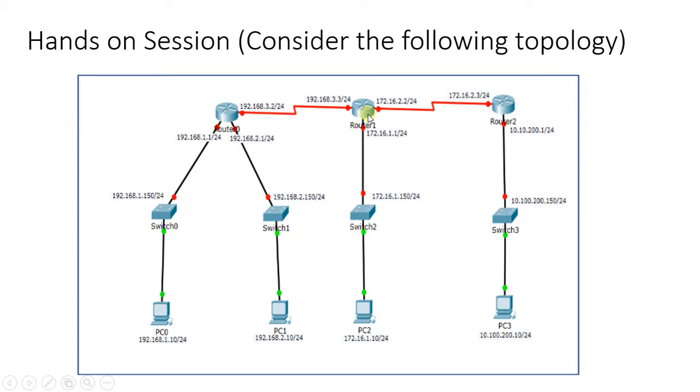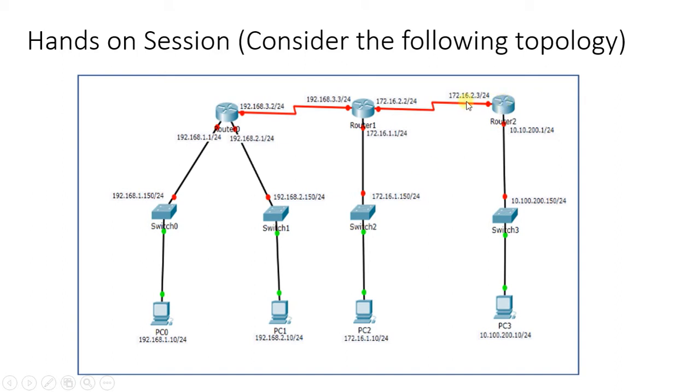If we go to router 1, for router 1, these are three interfaces. These three interfaces are directly connected. So these networks are directly connected to this router 1. For example, 192.168.3.0 network is directly connected, 172.16.2.0 network is also directly connected, and 172.16.1.0 network is also directly connected. Rest all are remote networks for router 1. 192.168.1.0 is remote network, 192.168.2.0 is remote network, and 10.100.200.0 is also remote network.